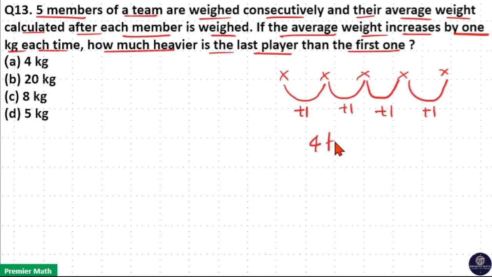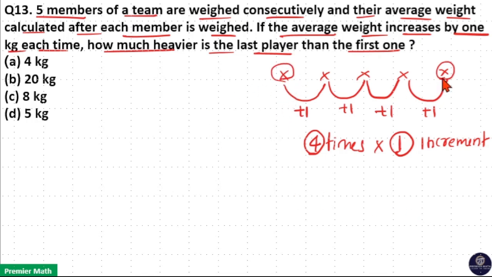So, 4 times the average increases by 1 kilogram. So, 1 kilogram is the increment here. Now, we have to calculate the weight difference between 2 players, that is, the last player and the first player. Between the last player and the first player, there are 4 times the average increases, and the average increases by 1 kilogram, that is the unit increment.